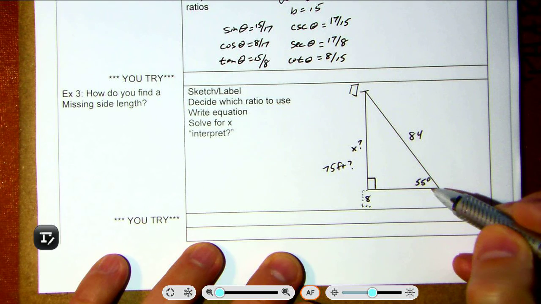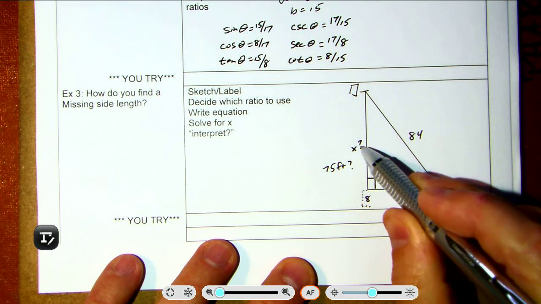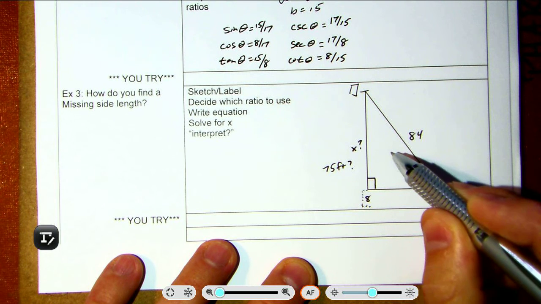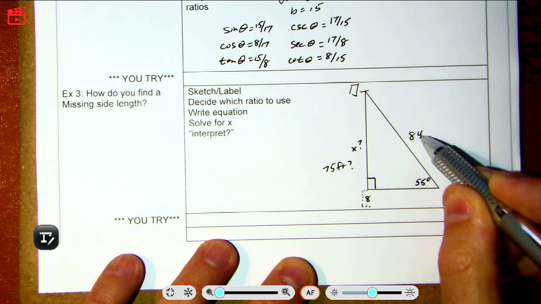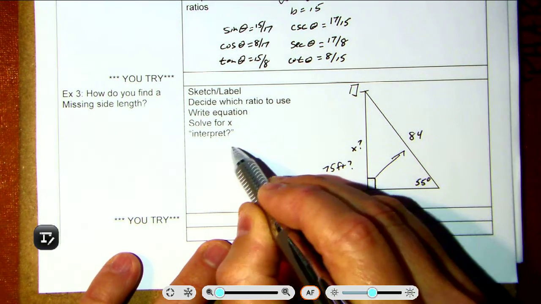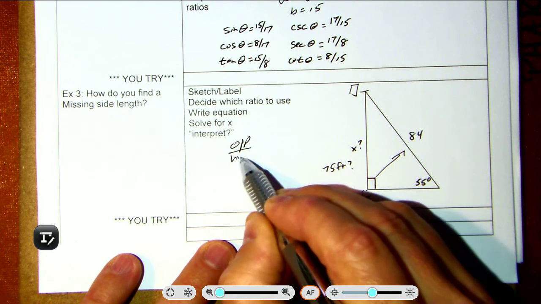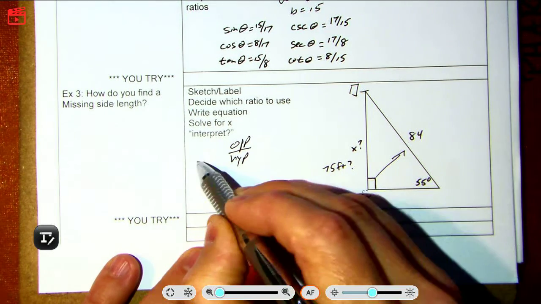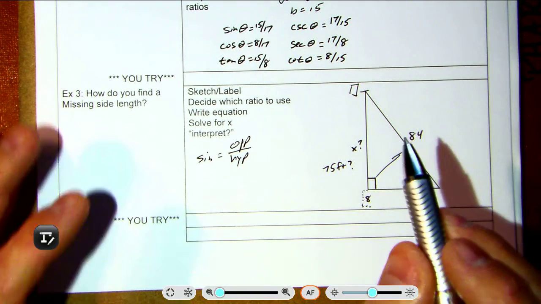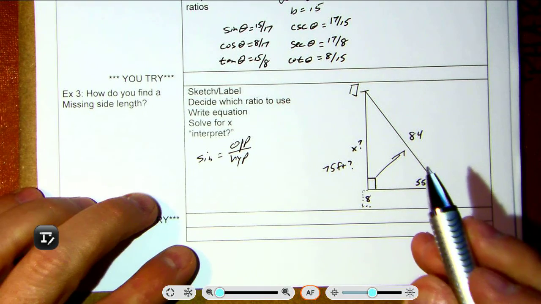So here's the big thing students always get lost with. What is that side if I know this is 55 degrees? Well, this is my reference angle, this is my theta. X is going to be opposite. So I know the opposite side, and I know the length of the ladder is 84. You see how that's across, so that's the hypotenuse. Which trig ratio relates opposite and hypotenuse? That's going to be sine. That's one of the biggest problems that students face when they're figuring out these right triangle problems.